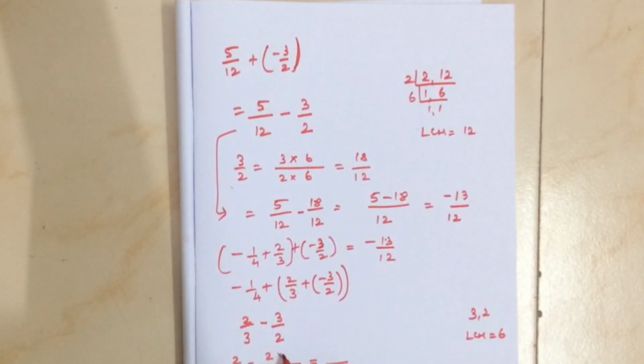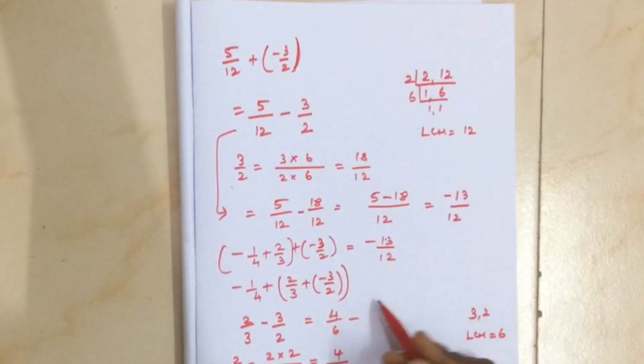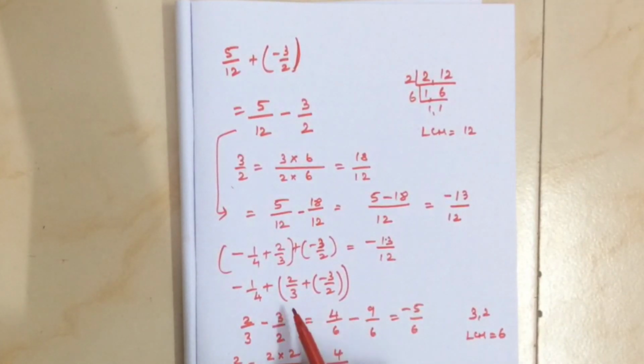So 2 by 3, you have to find the equivalent with 6. So 2, 3 multiplied by 3 2s are 6. The same 2 you are multiplying here, 4 by 6. So 2 by 3 can be replaced by 4 by 6, and 3 by 2, here you have to get 6. So 2 3s are 6, 3 3s are 9 by 6. So instead of 2 by 3 I can write 4 by 6, and instead of 3 by 2 I can write 9 by 6. So 4 minus 9 is minus 5 divided by 6. So this answer is giving minus 5 by 6.